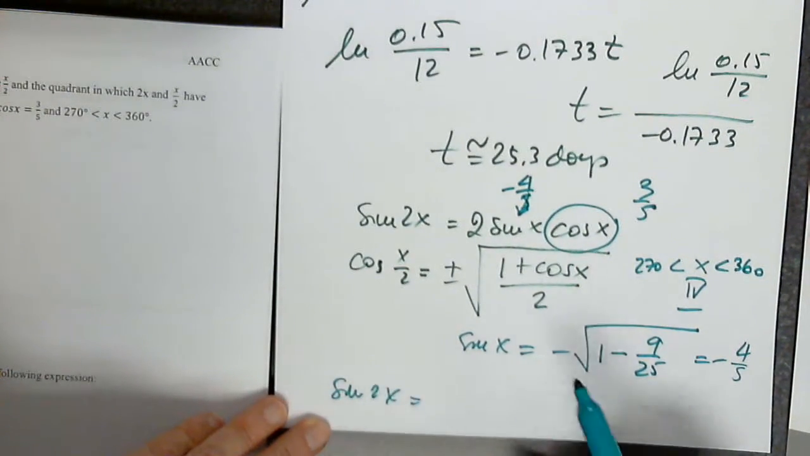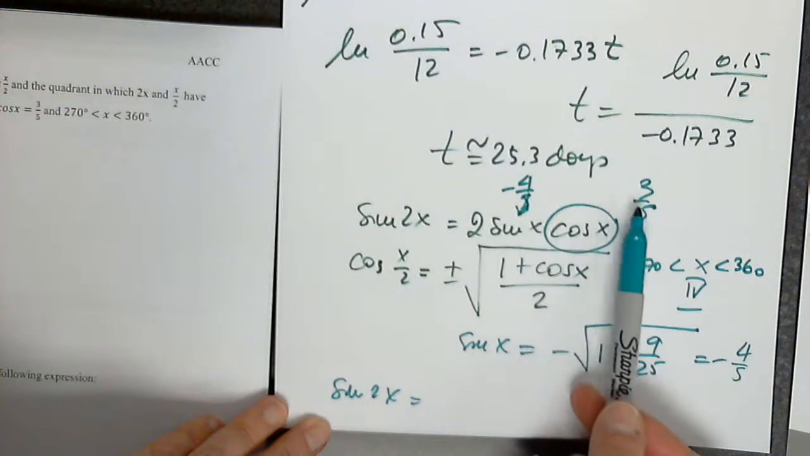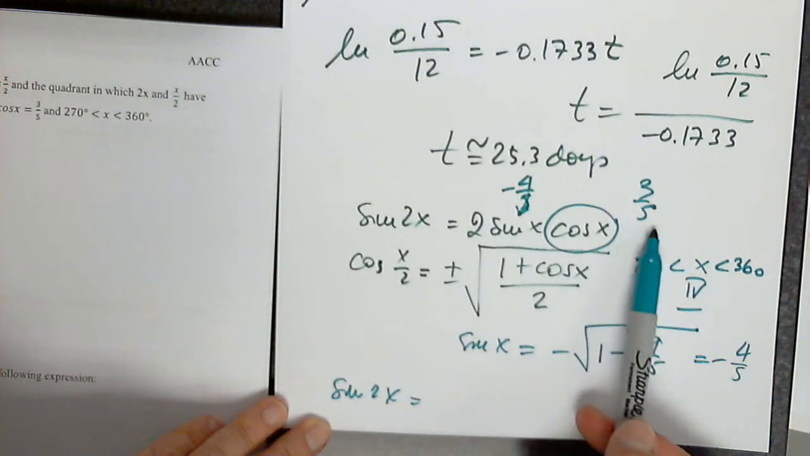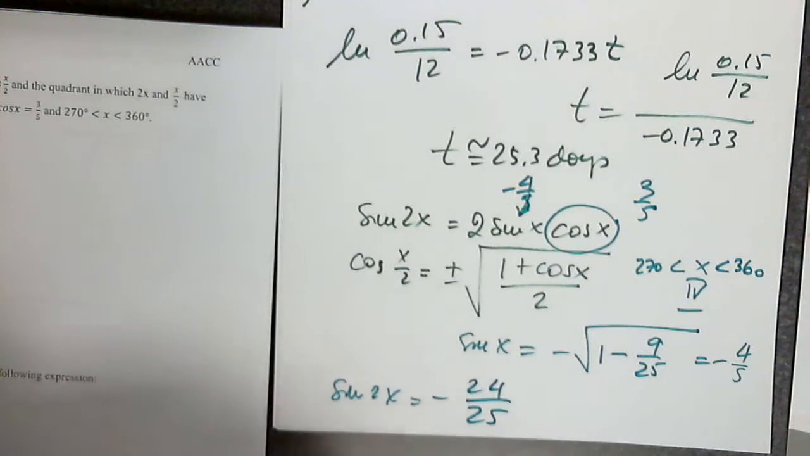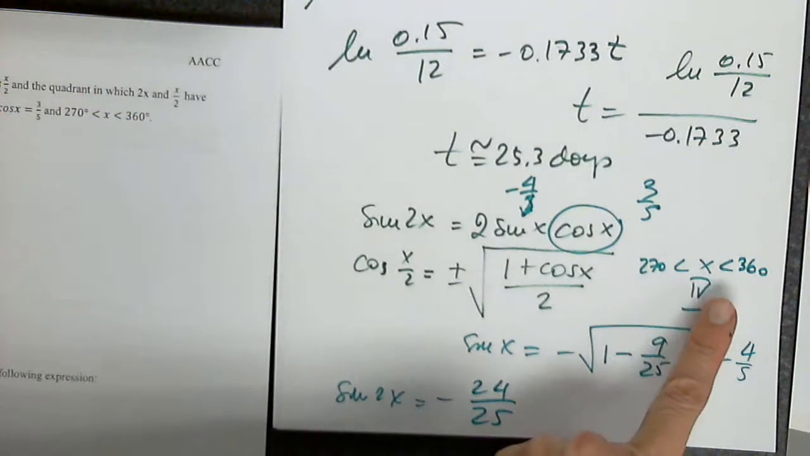Sine 2x is negative 4 times 3, right? Negative 12 over 25 times 2, negative 24 over 25. Now the problem is also asking us to find the quadrant in which the double angle lies. It's a problem there. I can't simply multiply both sides by 2.